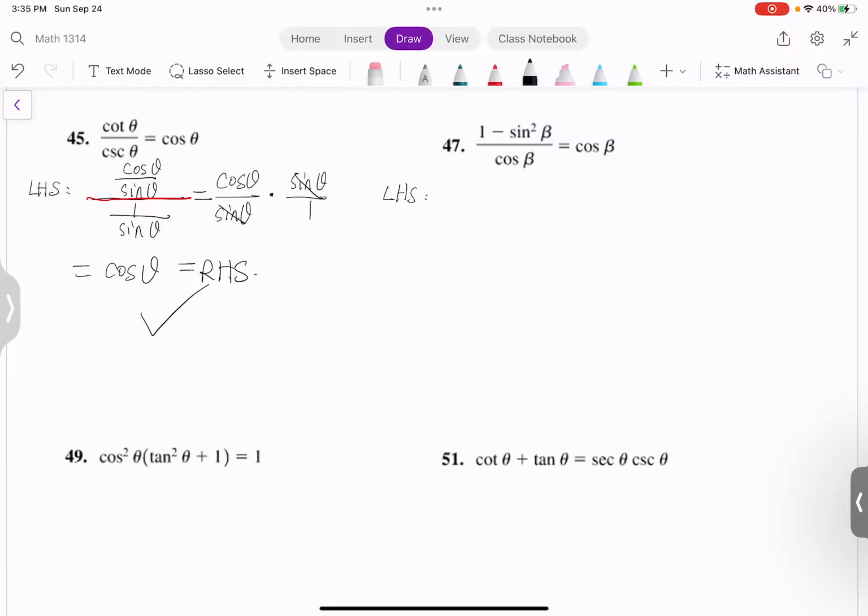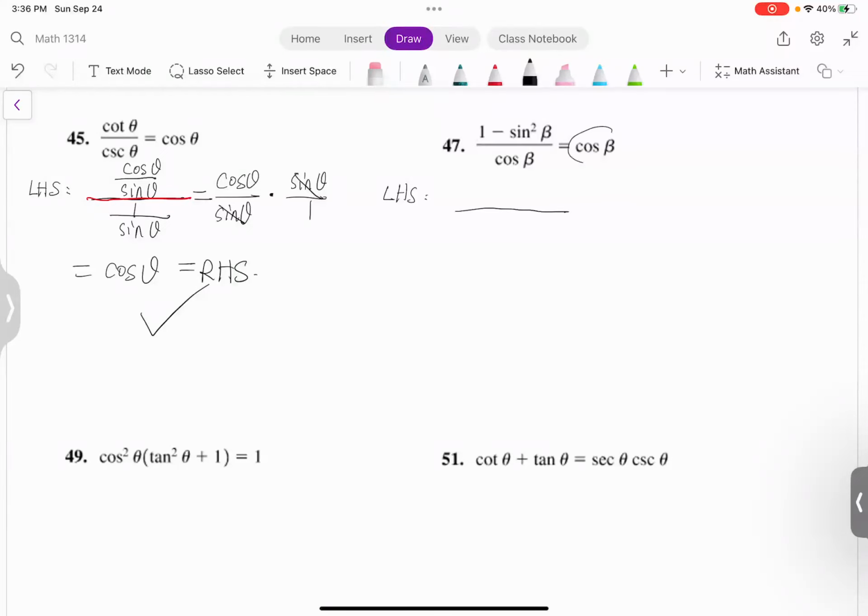Okay, our left-hand side is a complex expression. I want to convert the left-hand side to the right-hand side. On the top, what is 1 minus sine beta squared?